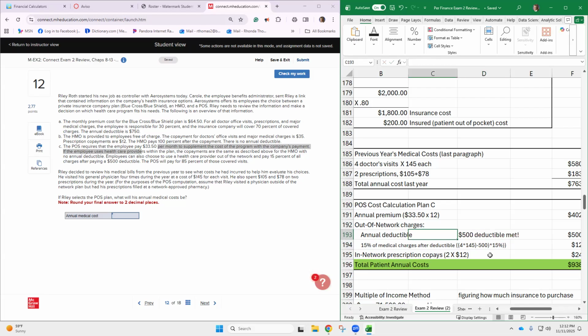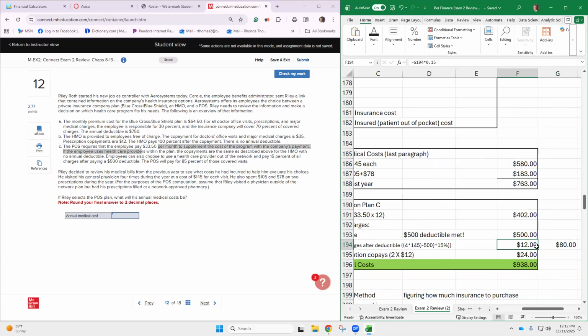Okay, that means I got to add 500 to the cost. Now we're going to look at just his office visits from last year. So however much you found those office visits to be, you need to test it. Do your medical visits last year go beyond the deductible? Yes, mine went beyond $80. And of that amount, he's going to pay 15%.